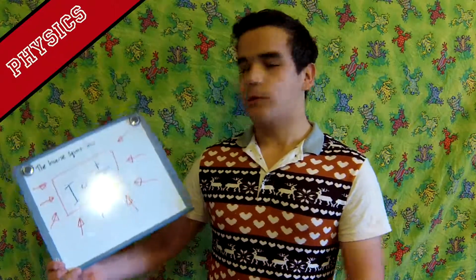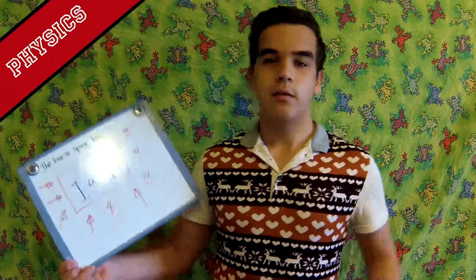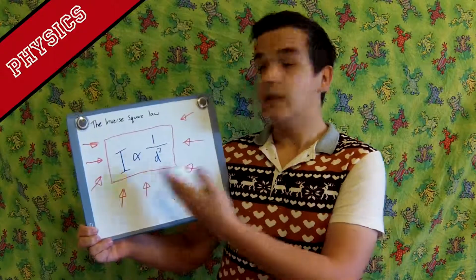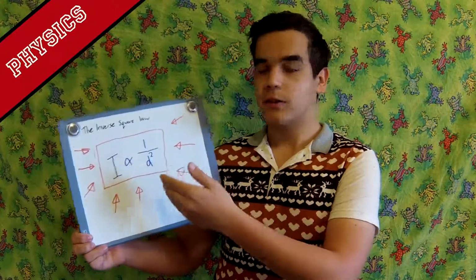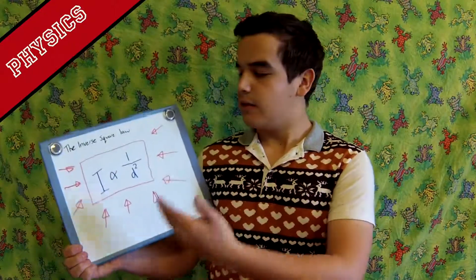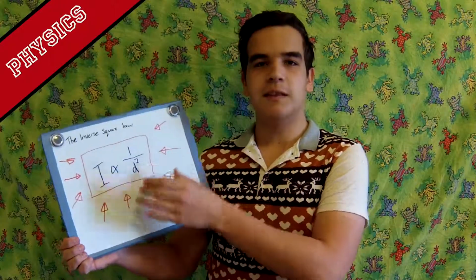One problem with using electromagnetic radiation as a form of communication is the inverse square law. The inverse square law states that I is directly proportional to 1 over d squared. What this means is that the intensity of the electromagnetic radiation is proportional to the inverse of the distance squared. Basically, say you have a source of light, its intensity will be directly proportional to the inverse of the distance squared.